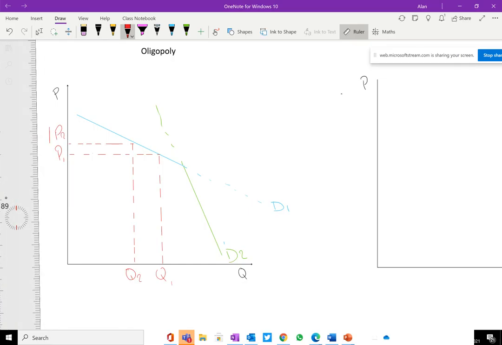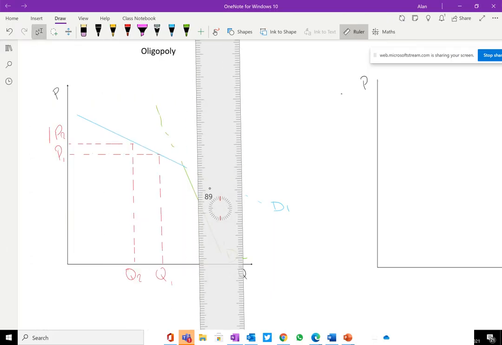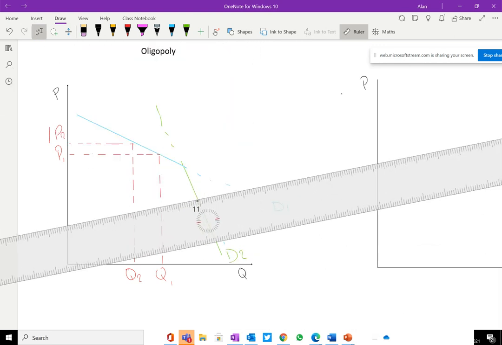Dunnes Stores' demand is going to fall. So Dunnes Stores increases their prices. Tesco does nothing. SuperValu does nothing. All the consumers run to the competitors. So Dunnes Stores are not going to increase their prices. What if Dunnes Stores instead lowered their prices?